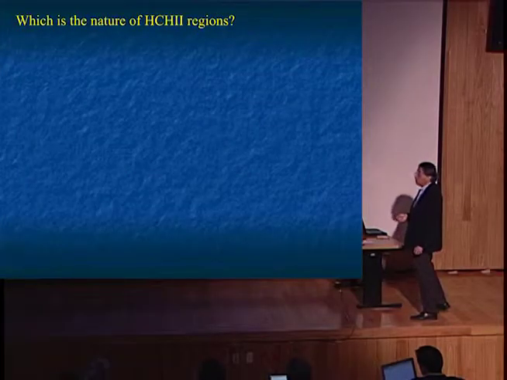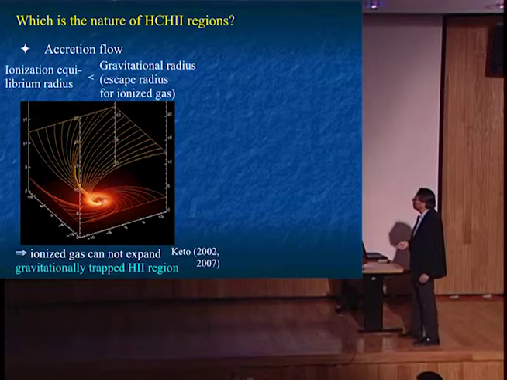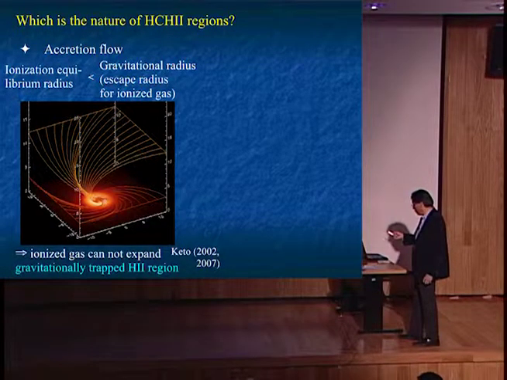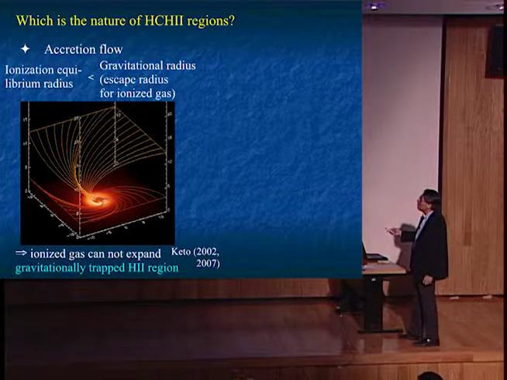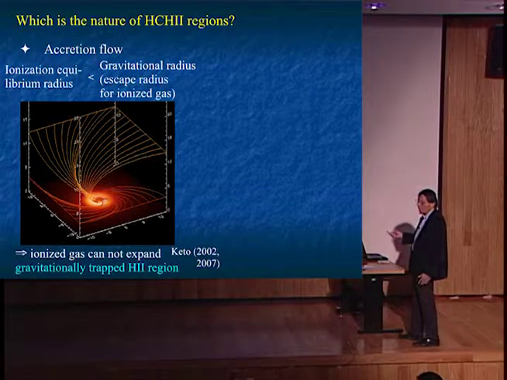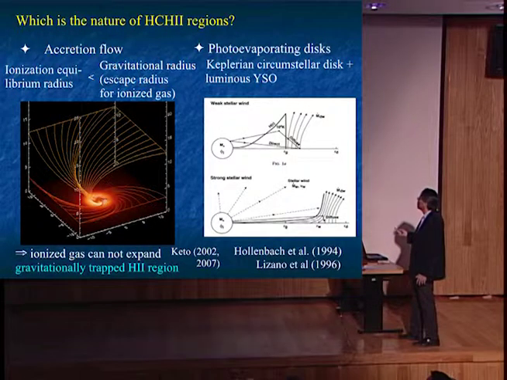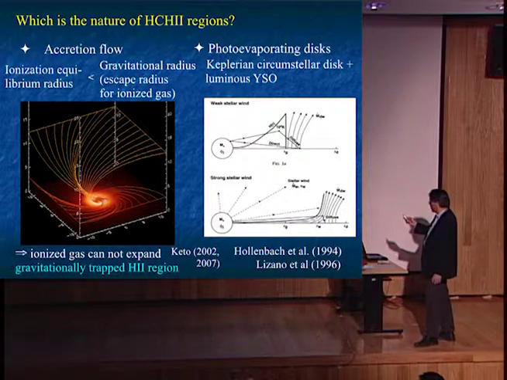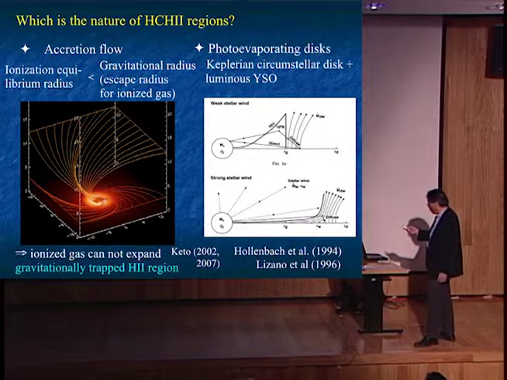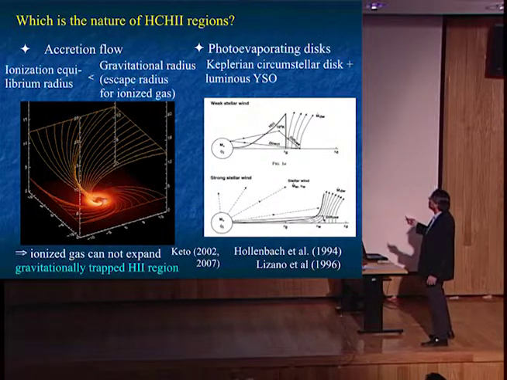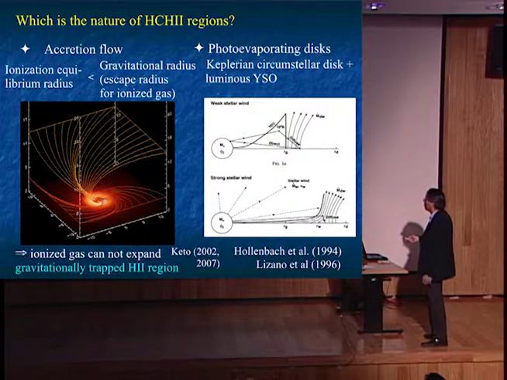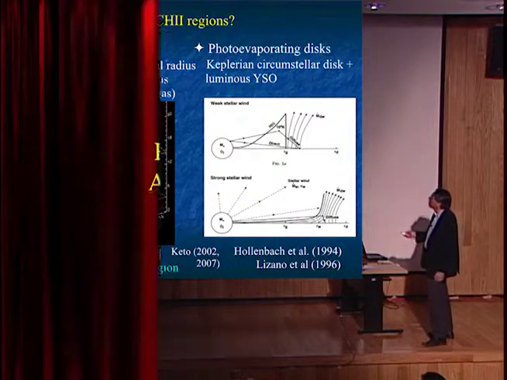We see the nature of a hypercompact HII region, so we have to understand that. So Keto proposed that these are accretion flows, where the ionization equilibrium radius, or the Strömgren radius if you want, is smaller than the gravitational radius, which is the radius for escape of the ionized gas, and the ionized gas cannot expand. So if you want, this is a gravitationally trapped HII region, or it could be that these are photoevaporating disks producing this hypercompact region, around a massive luminous young stellar object. Still, it's not clear. It has not been completely proved.